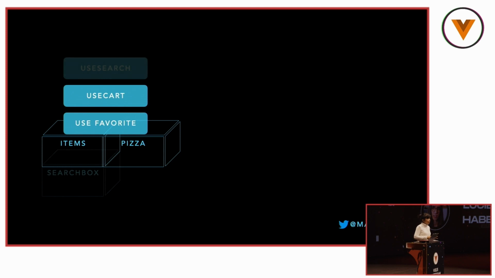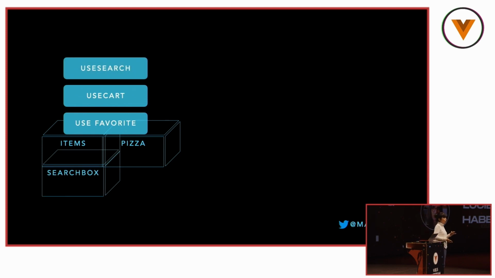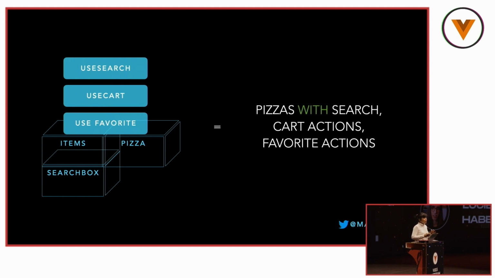So how are we going to build it? Let's say I have items here, and then I'm going to plug in the pizza, and I also plug in the search box component. And for these three to work, I also plug it together with useSearch, useCart, useFavorites, and that's it. I have a new component called pizza with search, cart actions, favorites actions, and so on.